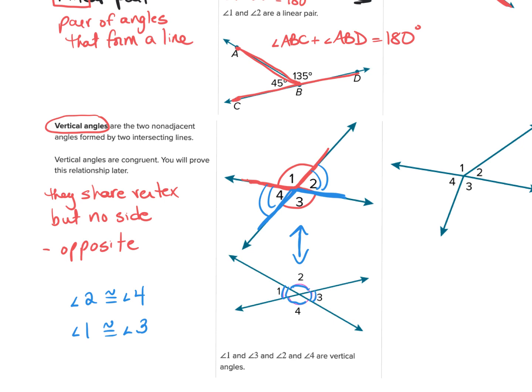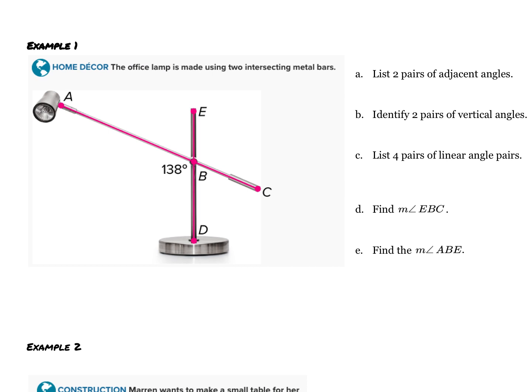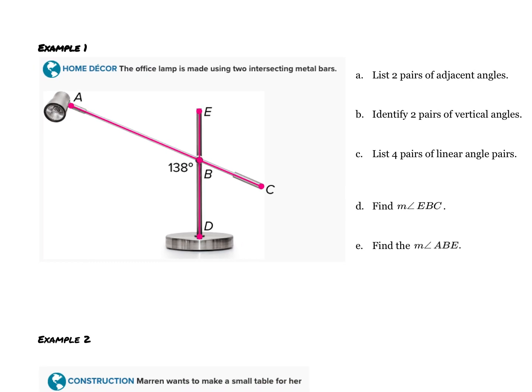So let's get a couple of examples here. So here, part A asks us to list 2 pairs of adjacent angles, okay? Now, if you notice, there are 4 angles here, okay? I'm going to number them as an additional reference. So angle 1, let's first name them, okay? So we get some practice in naming our angles. So angle 1 is ABE, or I can reverse the letters, EBA.